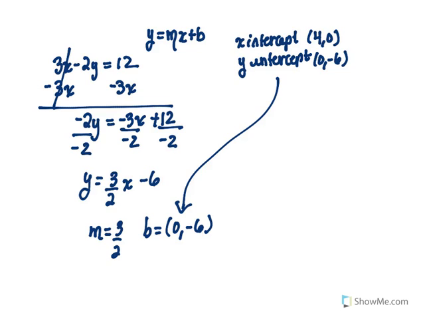Okay, so let's do one more. And remember, these don't always have to turn out pretty. We can have fractions and decimals. The real number system includes a ton of numbers that are not always perfect, right? So let's do our x-intercept first.